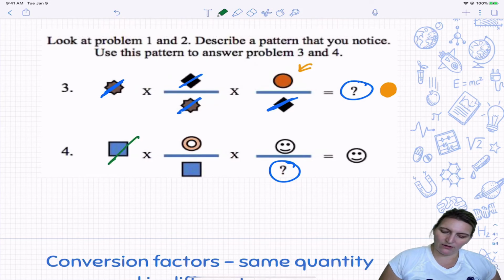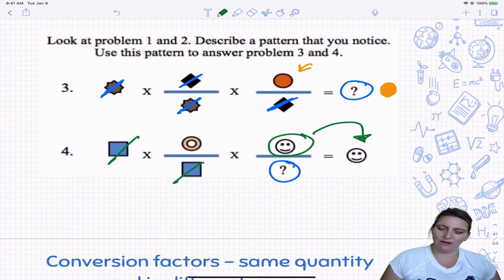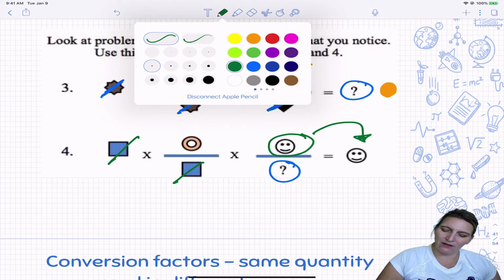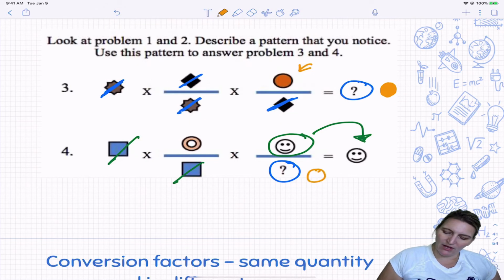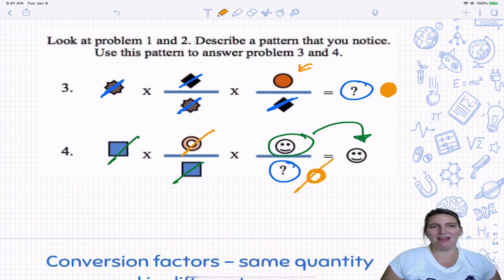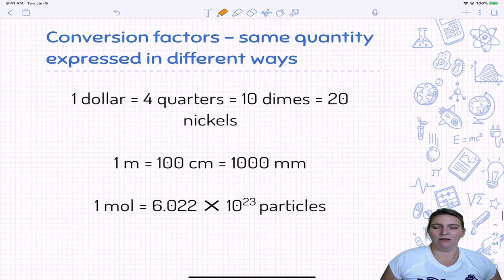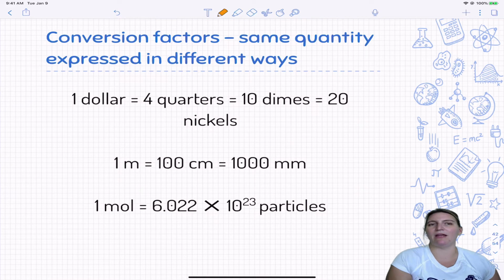In the bottom one, the squares cancel. And it looks like the smiley face is going to be the only thing that's left. So what must have been the question mark? It must have been a peach or donut thing, so that they were able to cancel. Seems weird, I know, but keep those concepts in mind, and you can flip back to those pictures at any time, because now we're going to start doing it with some actual numbers.